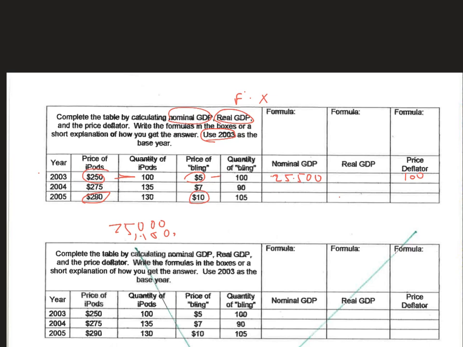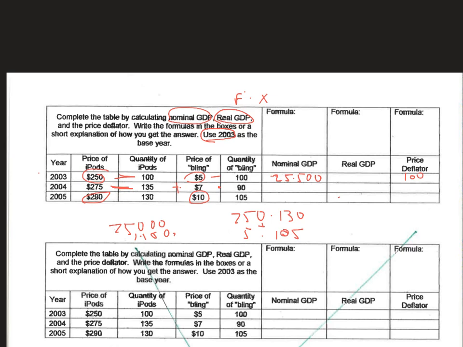Then when we calculate the nominal GDP of 04, we're going to multiply these two numbers together and add it to 7 times 90. So real GDP of 05. We're going to stick with the price of iPods being 250 times how much we produced in 2005, which is 130. We're going to add that to the 2003 price of bling, which is 5, times the production level of 105.